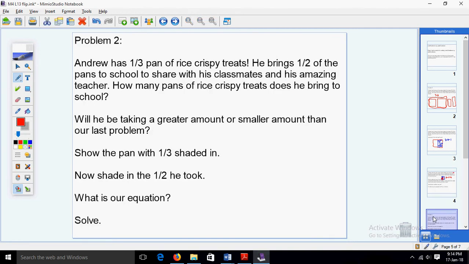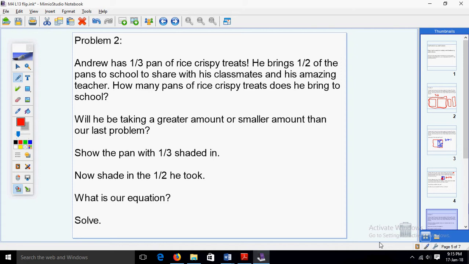So now we're going to reduce it a little bit more. Andrew only has 1/3 of a pan, and he brings a half to school. So before you even draw anything, before you even think about this, I want you to answer the question: will he be taking a greater amount or smaller amount than our last problem? Remember, our last problem was 1/2 of 1/2. Our problem now is 1/3 of 1/2. I'm going to pause here, think about it.